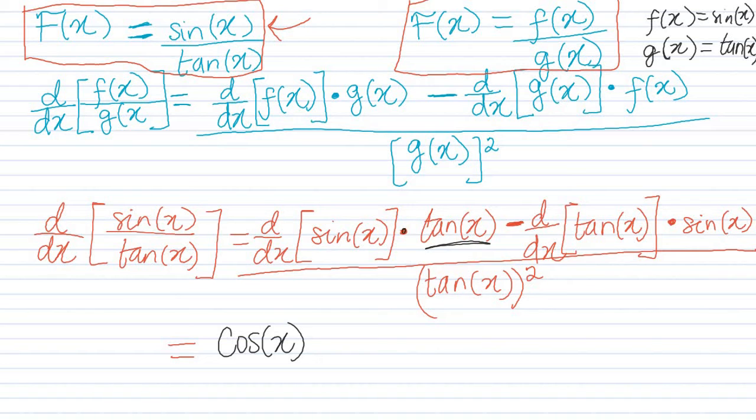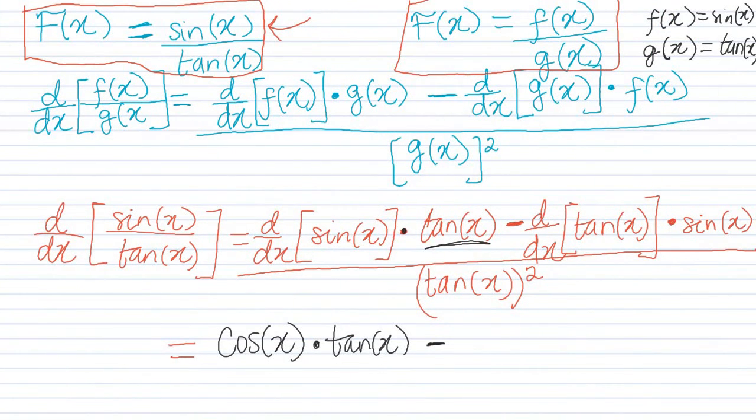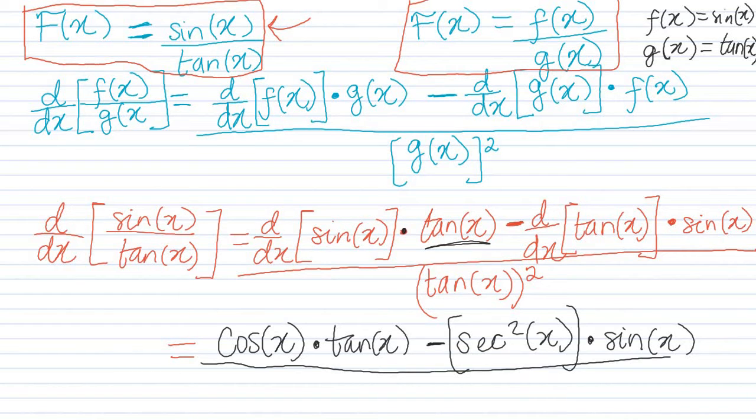Then we have multiplied, hence the dot, by tan x, right? Minus, what is the derivative of tan x? Let's go back. Well, the derivative of tan x, we'd have that to be secant squared x. Interesting. So we're going to put that here. Secant squared of x, right? And multiplied by sin x. So we have that information, and then we have tan x all squared. Everything in brackets squared.